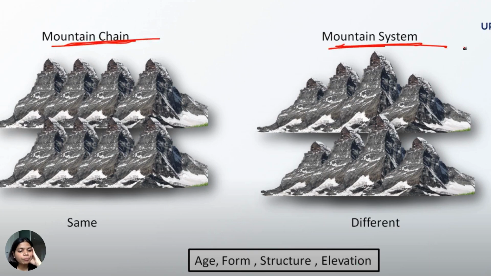Yes. So, moving on ahead, when I was talking about mountain chains and mountain systems, so what is a mountain chain? When it has the same age, form, structure, and elevation, it is called a chain. But when there is a different age, form, structure, elevation, they are called a system. Okay, so these are certain differences between mountain, a mountain range, hill, ridge, mountain chain, and mountain system.